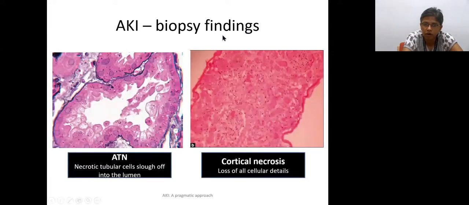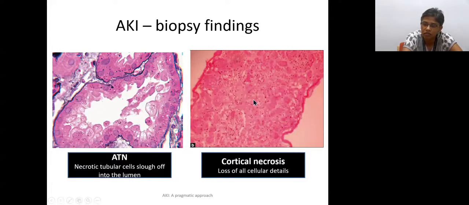And if you did a biopsy in a patient, this is what an acute tubular necrosis would look like. You see the cells have all necrosed and they've fallen into the tubules. And this is a very sad form of AKI. It's called cortical necrosis, in which the injury to the kidney has been so severe that the entire architecture is lost. These patients never recover their kidney function.